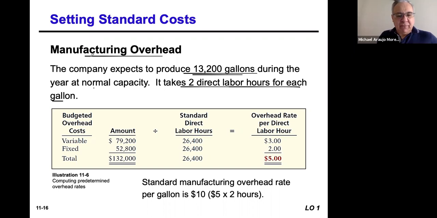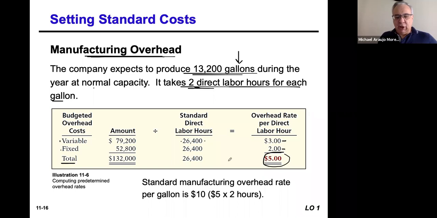So that's basically how they're going to be allocating the overhead. Variable overhead at 79,200 divided by 2 hours per gallon. So 13,200 times 2 gives you 26,400 hours. So that means the overhead rate per hour in variable cost is 3 bucks, in fixed costs is 2 bucks. In total, the standard cost for manufacturing overhead is 5 bucks.